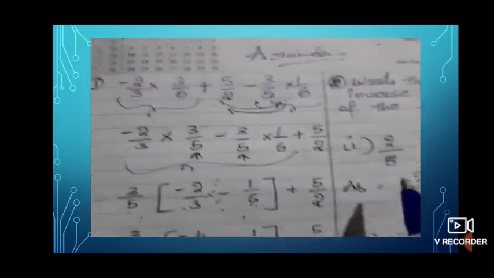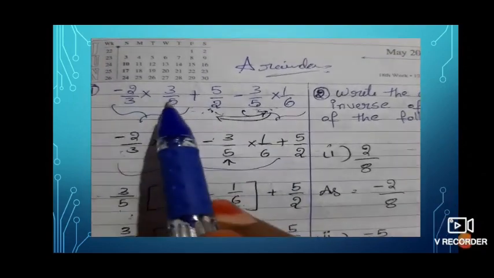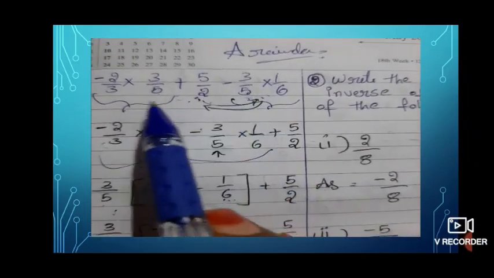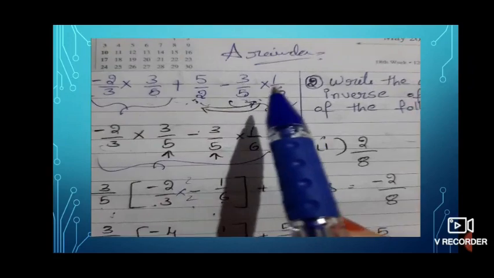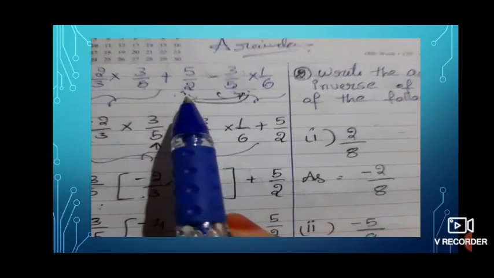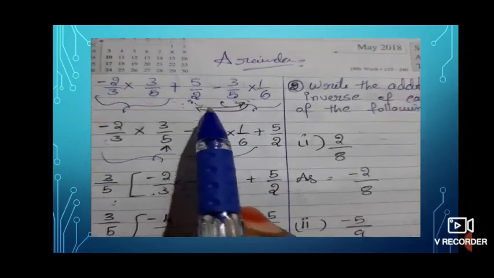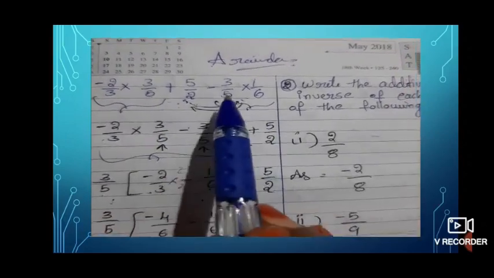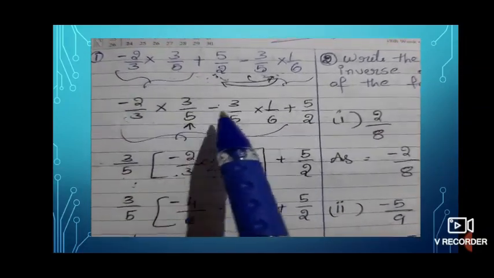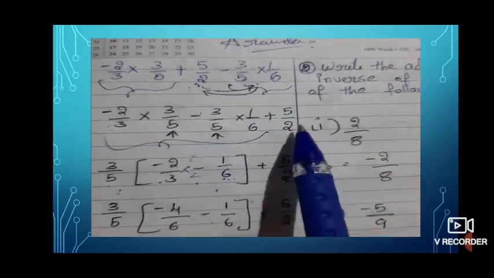Here, what property am I going to use first? In this set there is 3 by 5, and in the other set also 3 by 5, the same rational number. So I am going to rearrange these terms. If you arrange two terms, whichever way, we get the same answer; that is commutative. If you apply it for three numbers, that is associative. After rearranging, minus 2 by 3 into 3 by 5 minus 3 by 5 into 1 by 6 I bring to this side, and 5 by 2 I send to that side.